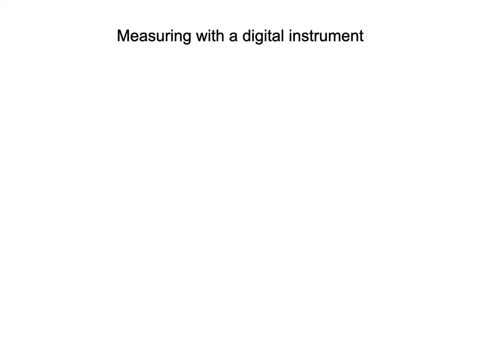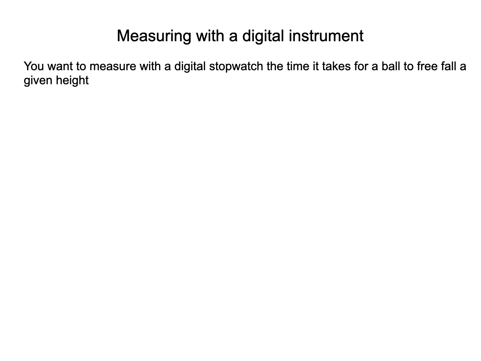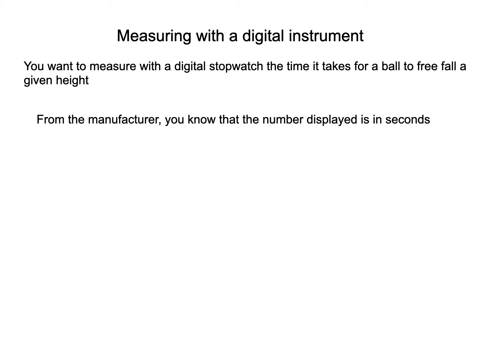Let's start with how to measure with a digital instrument, which seems to be the simplest of the two types. Let's say that you want to measure the time it takes for a ball to free fall from a certain height using a digital stopwatch. You know from the manufacturer of the instrument that the number displayed will be in seconds. So the instrument is started when the ball is dropped and stopped when the ball reaches the ground. You see afterwards that the number displayed is 1.37.